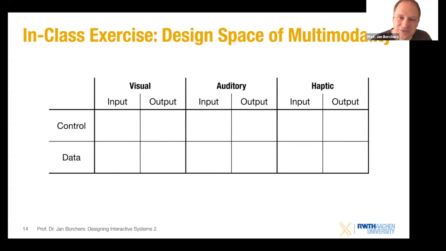Eye tracking is an interesting one. Eye tracking often comes up in this. And people often confuse which way eye tracking goes. But eye tracking in the end means that the computer is looking at me and is tracking where I am looking. So by the fact that I am looking somewhere, I'm creating input to the computer. So it would be an input technique on the visual channel and usually used for control, right? To move a cursor, for example.